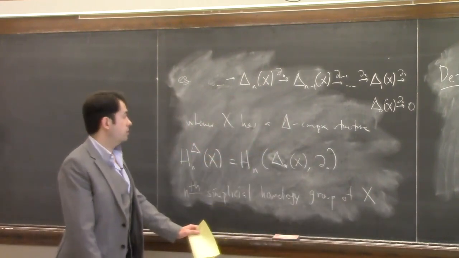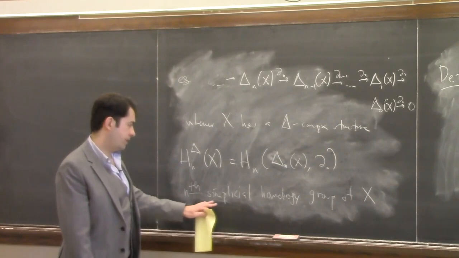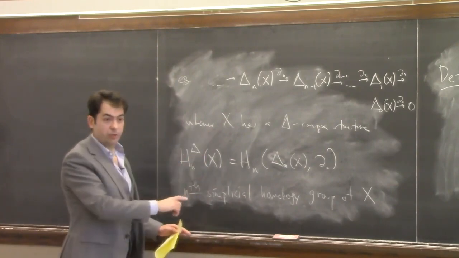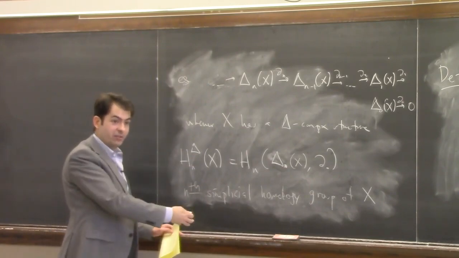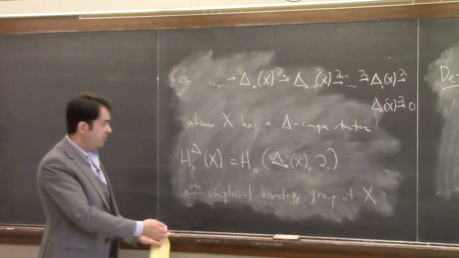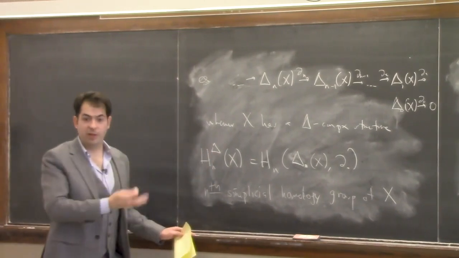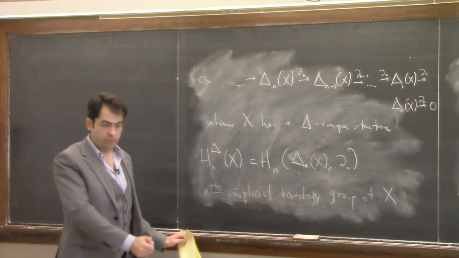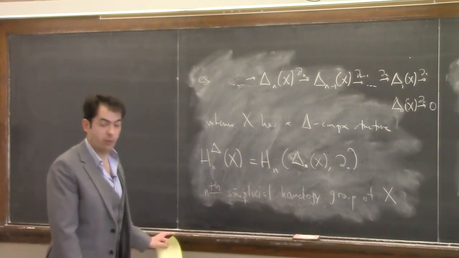So you could wonder, why do we call it the nth simplicial homology group of X if we used a delta complex structure on X to define it, right? And so, of course, implicit in that is a claim that it's not going to depend on what delta complex structure you put, only on X, right? So we'll now work our way towards that.